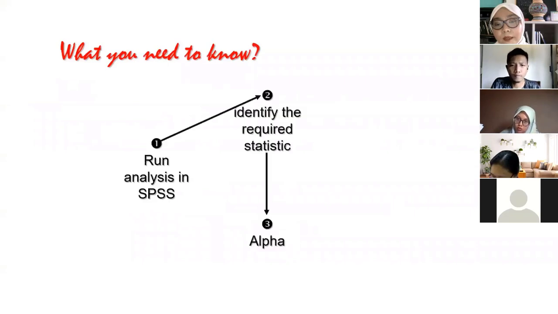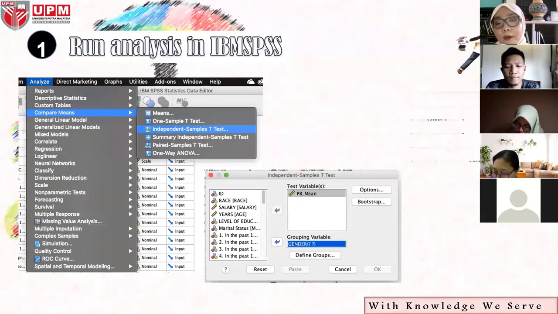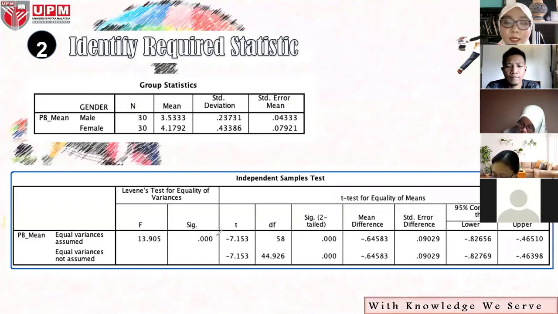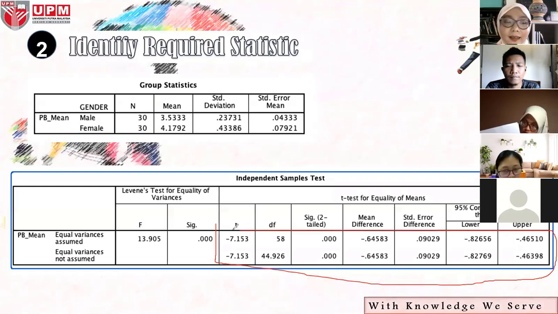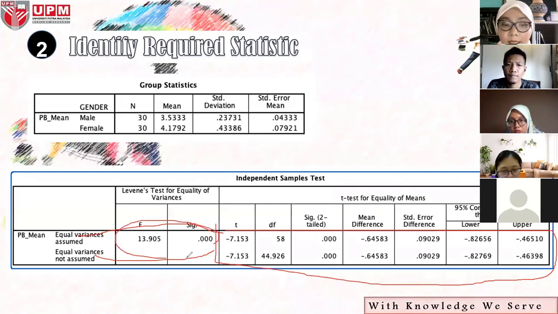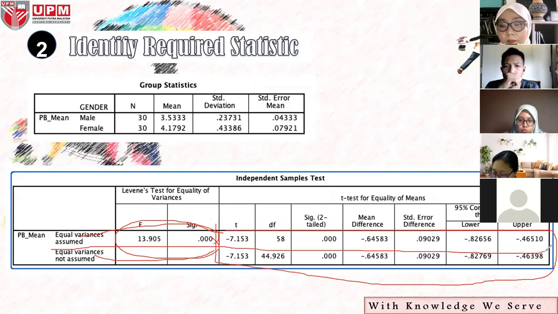Okay. So when it does not meet the assumption of equality of variance, it will determine which value we should report. If you are aware, there are two values here. So before you decide which value to report, first you need to check here. If the significant F is lesser than alpha, it means that the variance is unequal, and you need to report the unequal variance. If the significant value is larger than alpha 0.05, then your data meet the assumption of equal variance, and you report the first one.